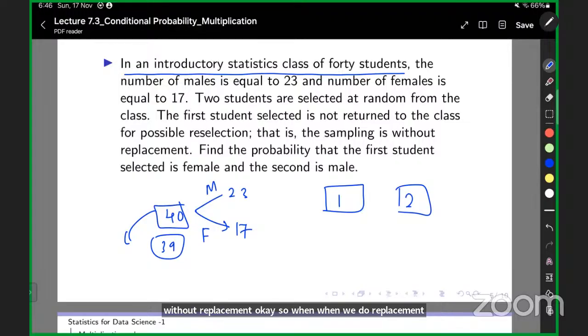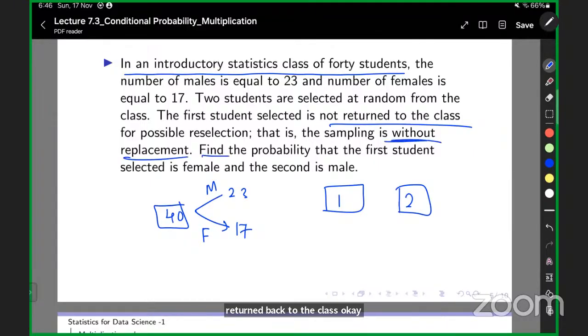But if you do it without replacement, then the initial number will change. So initially, let's say 40 were there, then 39, 38, 37, and so on. We have to choose 2 students, and it's being said that they will not return back to the class. That's sampling without replacement.